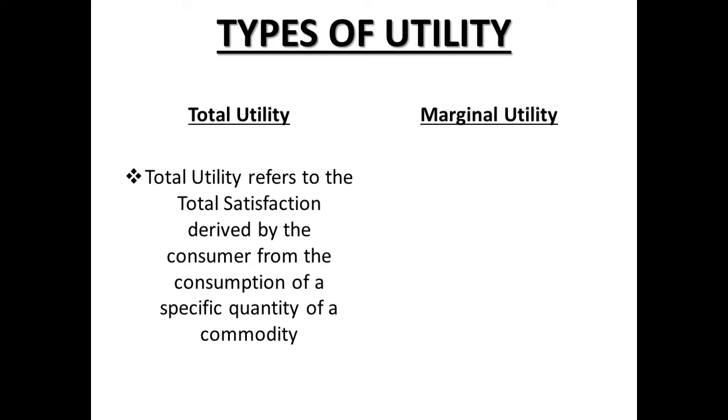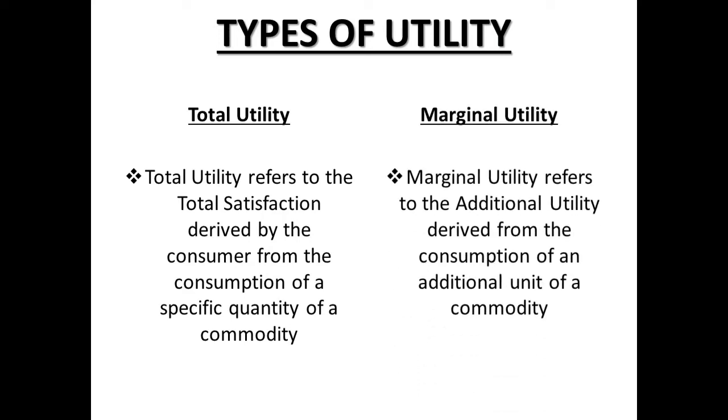Then next comes the marginal utility. Marginal utility refers to the additional utility derived from the consumption of an additional unit of a commodity. Here you just mind that the concept of marginal utility will remain the same throughout your syllabus. That is when you add one more unit, right? So marginal means it is an addition made to the total utility by consuming one more unit of a commodity.